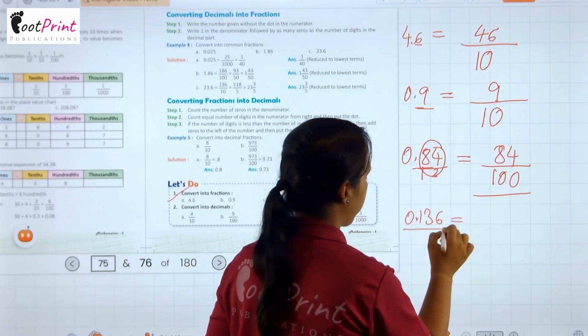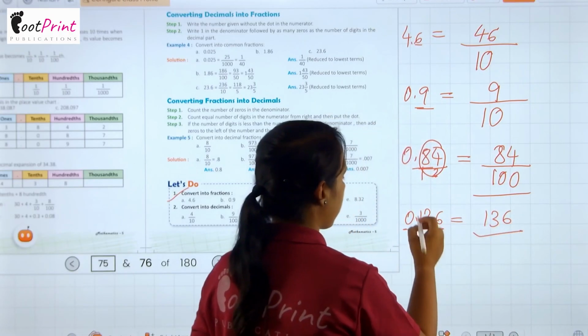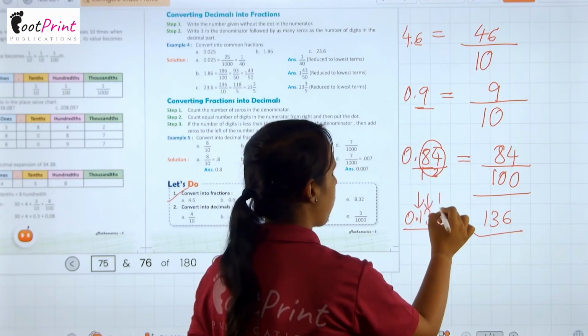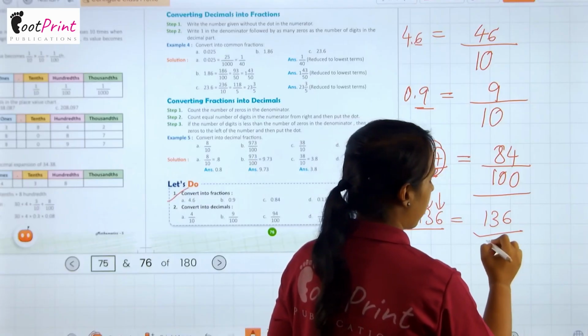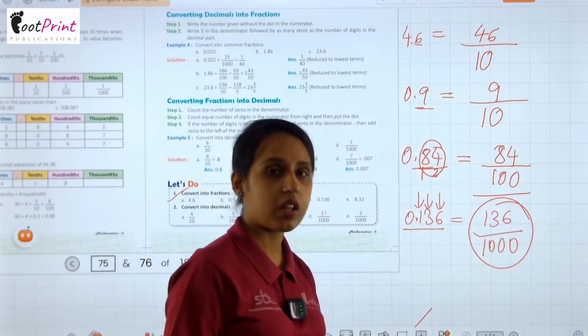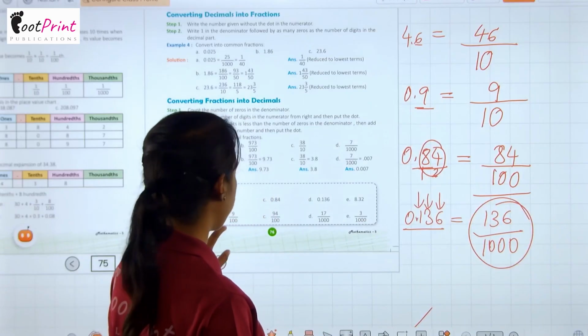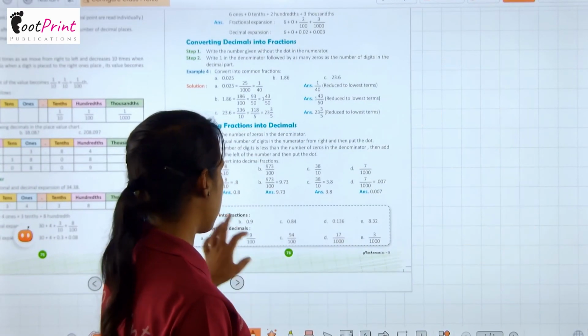So here first we take 136 as the numerator, and the decimal places are 1, 2 and 3. So here are 3 places, so we put 3 zeros with 1. Okay, so we get 136 upon 1000. In this way you can solve these questions.